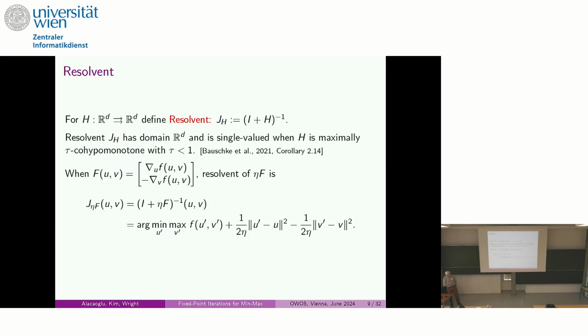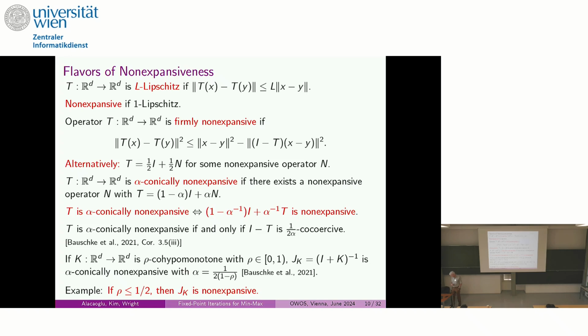So if the F comes from the min-max problem, so if the F consists of the partial gradients like it does here, then the resolvent can be stated as an argmin-max problem like this. So you plug in the U and V, and you solve this argmin-max problem to get you the resolvent. If you write down optimality conditions for that, you can match it up with conditions there. Okay, now some flavors of non-expansiveness, and this is the last heavy-duty definition slide I have.